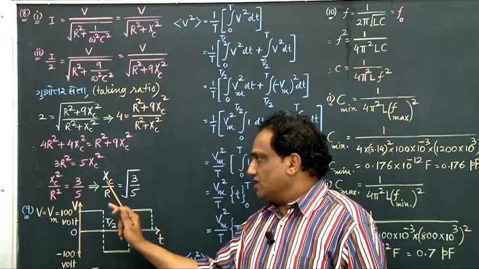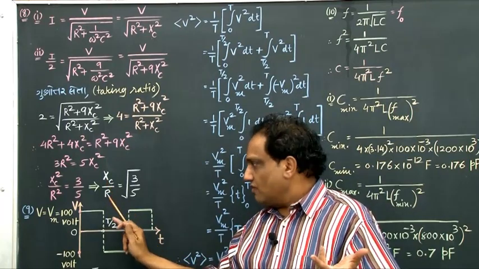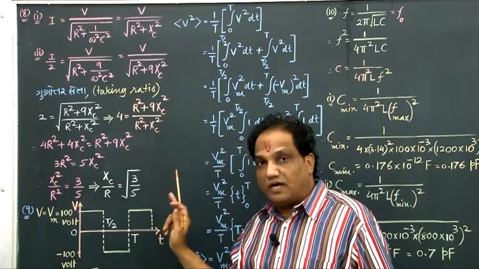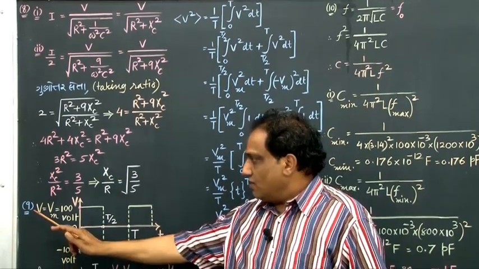And tell me, what is the unit of reactance? Ohm. Unit of resistance is also ohm. Ohm upon ohm will cancel. So this answer is unitless, okay. Now, read number 9.